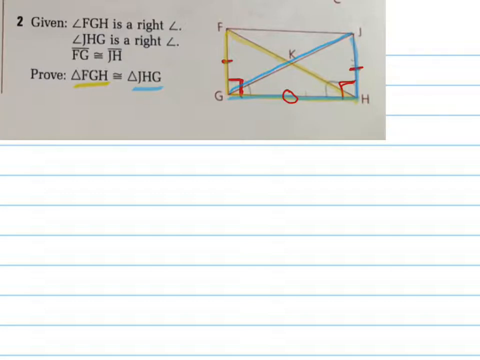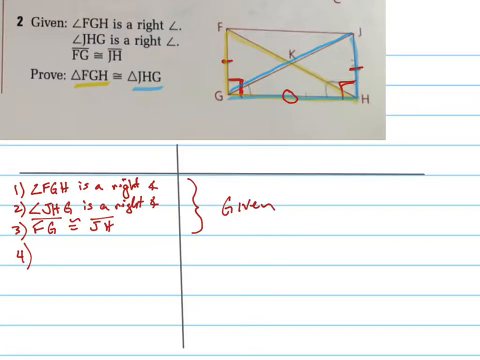But now let's make sure that we have the proof written out correctly. All right, so we're going to write all of our givens down. All right, now the next thing we're going to point out is that angle FGH is congruent to angle JHG.